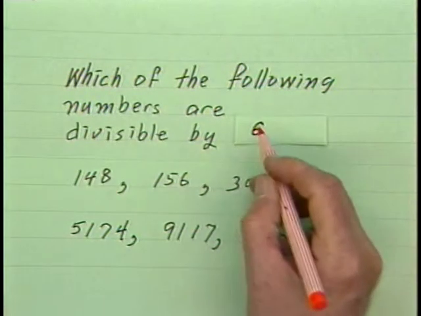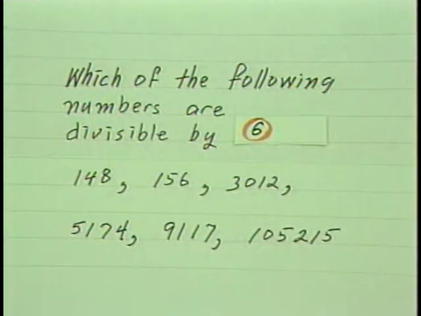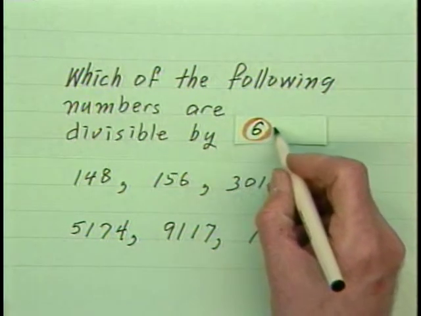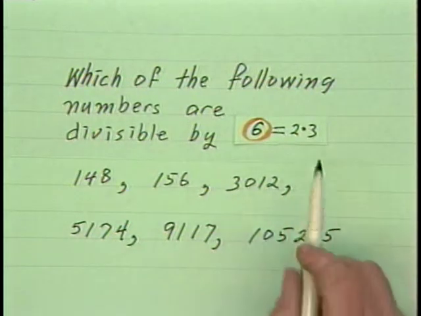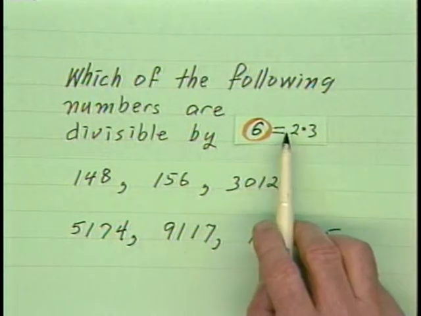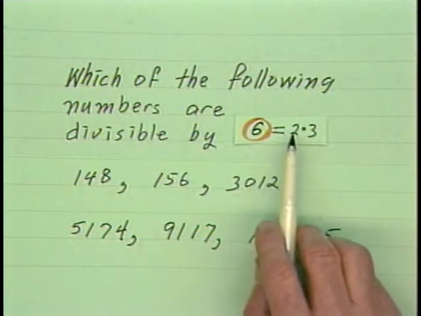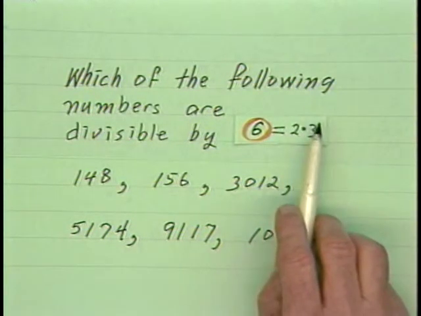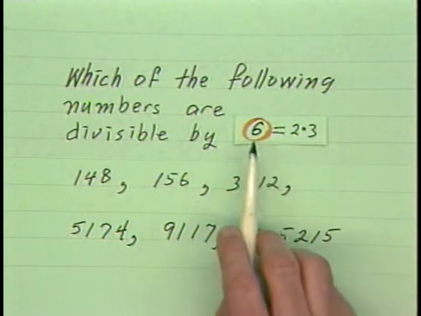How about divisibility by 6? We didn't have a special test for that, although one does exist. But because 6 factor-wise is really made up of the factors 2 and 3, we can check each of these tests singly, and if it's divisible by 2 and 3, 2 times 3 is 6, hence is divisible by 6.